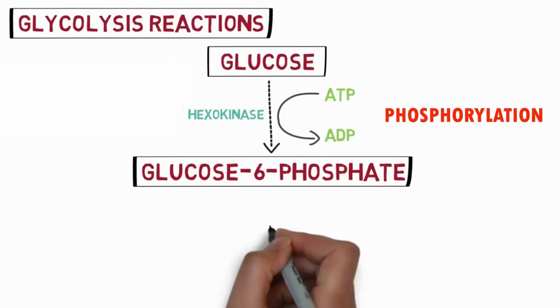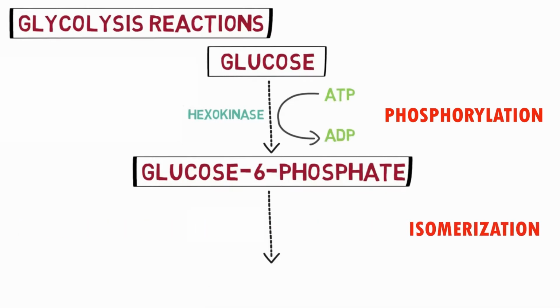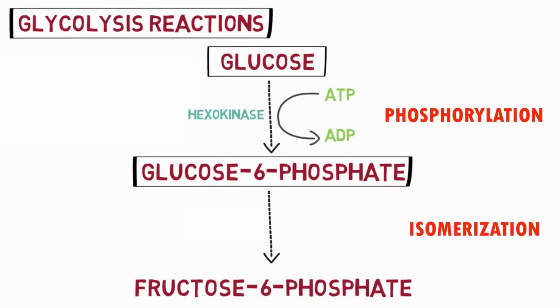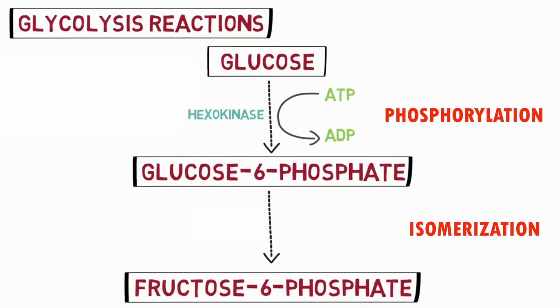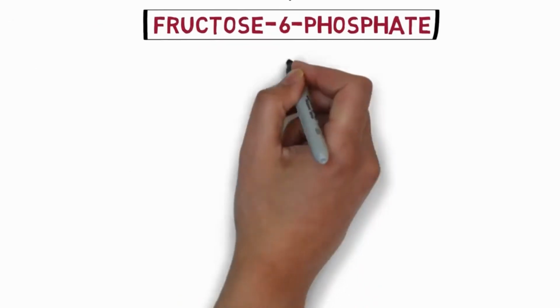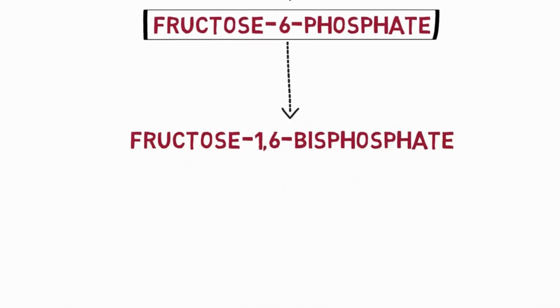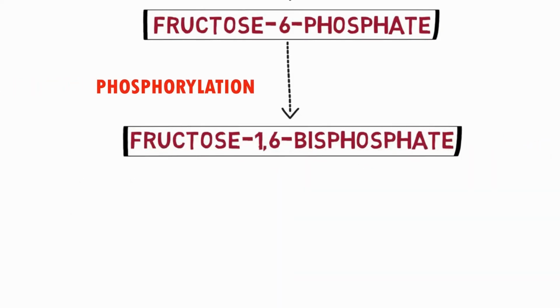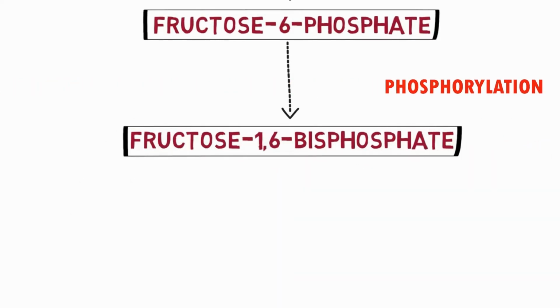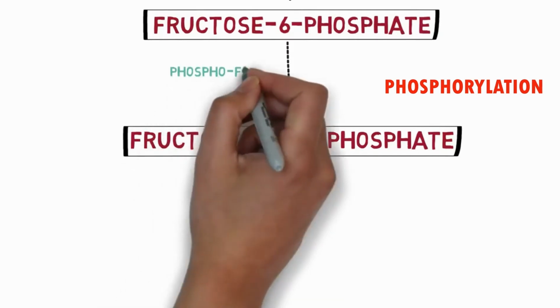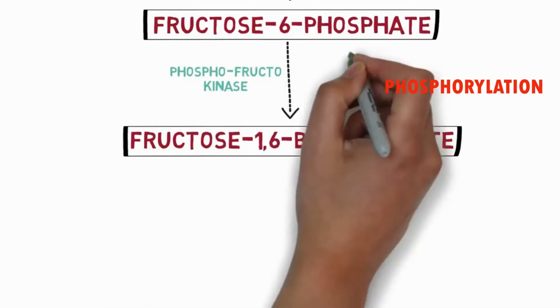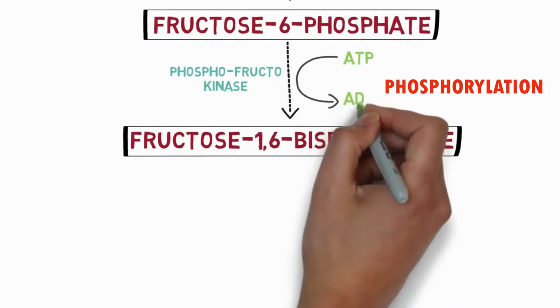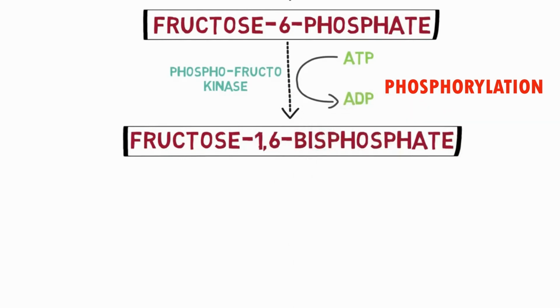Next, the glucose 6-phosphate is converted into its isomer, the fructose 6-phosphate. This is the isomerization process, a simple rearrangement reaction. In the next step, fructose 6-phosphate is converted into fructose 1,6-bisphosphate through phosphorylation process. That is the addition of another phosphate group at the first carbon of the fructose ring. This reaction is catalyzed by the enzyme phosphofructokinase. Again, ATP is converted into ADP. Hence, another ATP is utilized in this reaction.